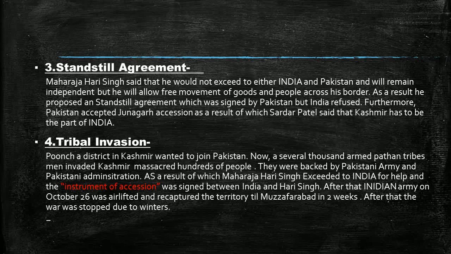As a result, Maharaja Hari Singh asked India for help and signed the instrument of accession. After that, the Indian Army was airlifted on October 26, 1947, and within 2 weeks they recaptured the territory till Muzaffarabad. After that, the war had to be stopped due to winters.